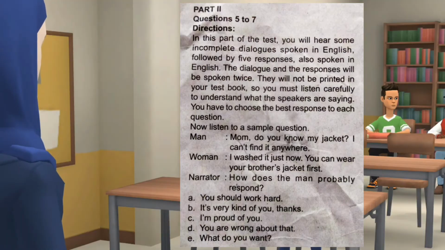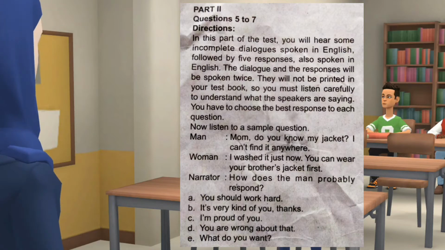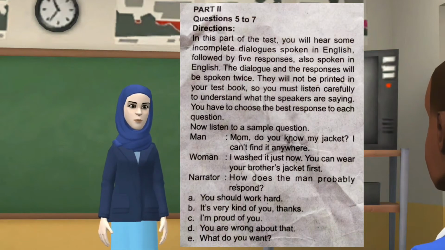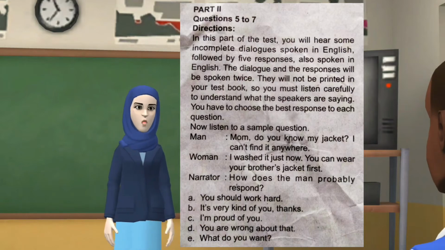Mom, do you know my jacket? I can't find it anywhere. I washed it just now. You can wear your brother's jacket first. How does the man probably respond?